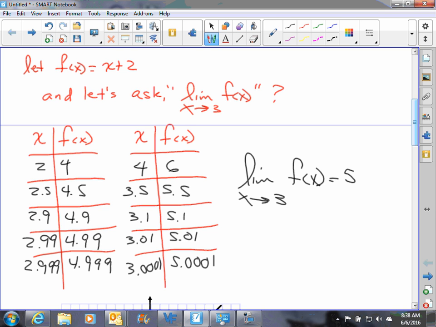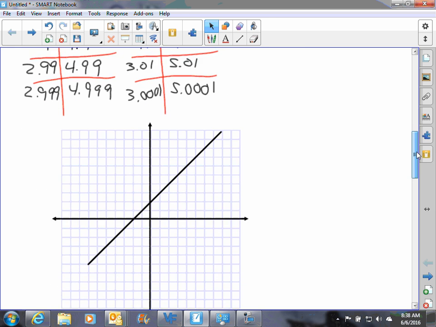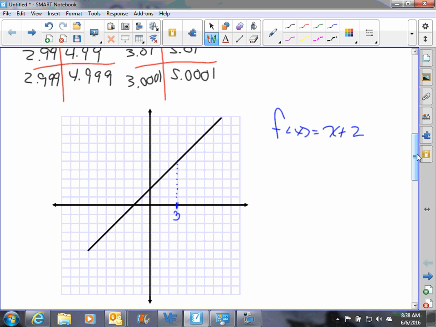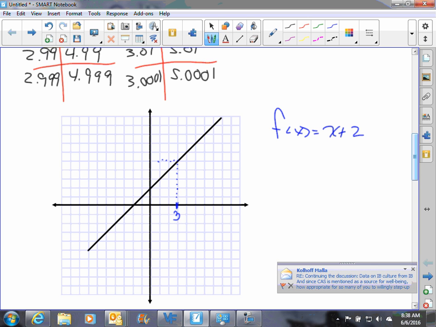Now, let's take a look at a picture. It's always a good idea to take a look at a picture of f of x. Now, obviously, f of x is equal to x plus 2. And notice what we've got here is the line y is equal to x plus 2. And what we're looking at is this value of 3 here. Now, notice if we actually went up to the function and across, the output would be 5.